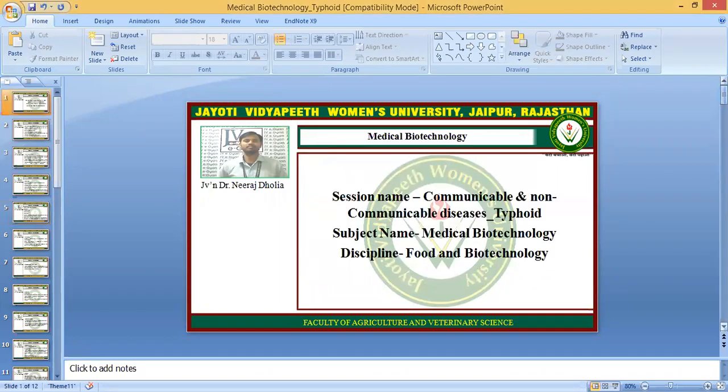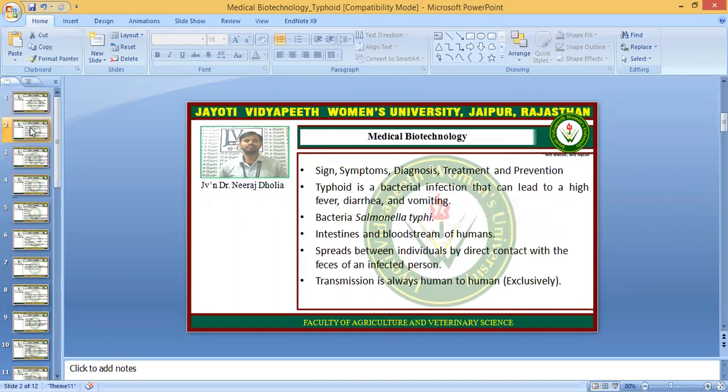So we are here to discuss the topic, the typhoid, and this topic comes under the subject medical biotechnology. In the previous lecture, we were discussing about the disease, and it was incomplete. So let's start. So we have discussed the reason of the typhoid.